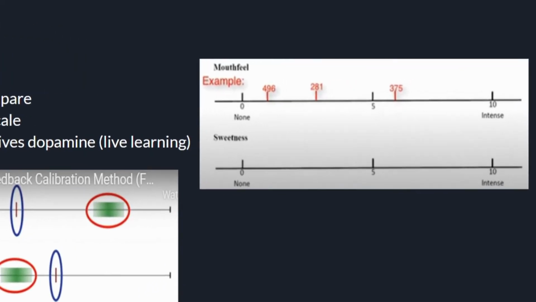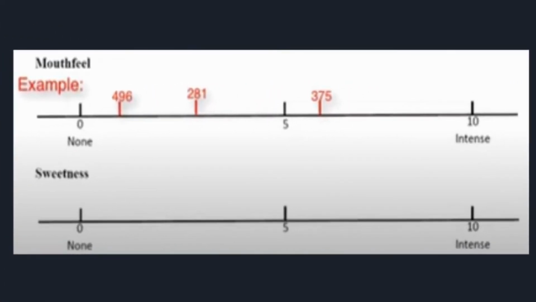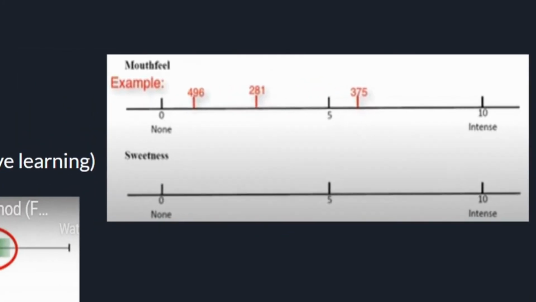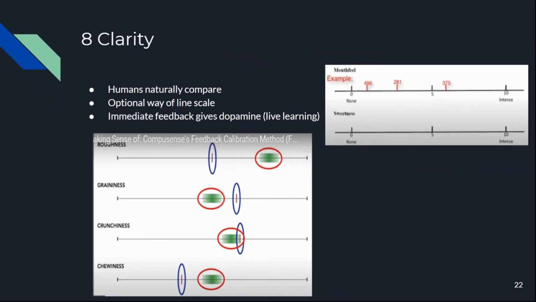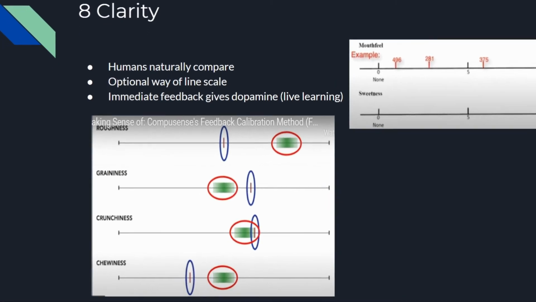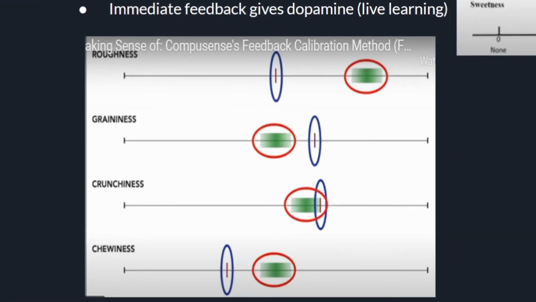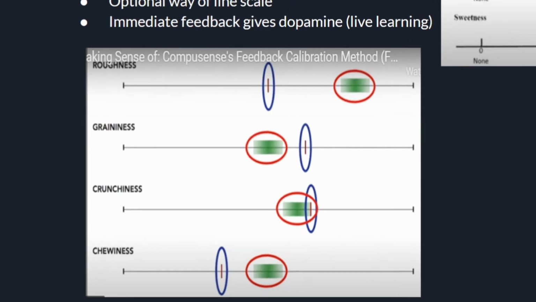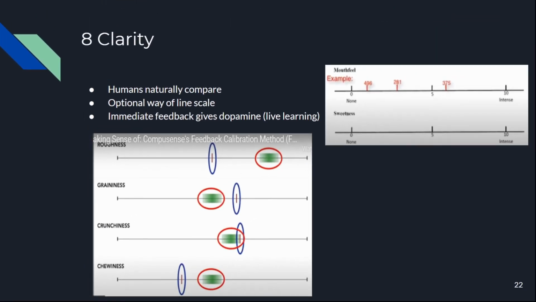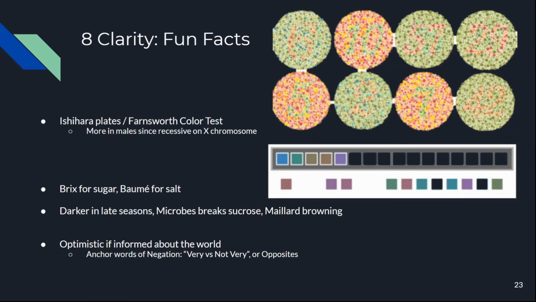In the example video provided in class, we saw a line scale where all the samples were placed on the same line for that attribute. This may cause bias, but it clearly shows an obvious difference in products, which is the goal. CompuSense says that immediate feedback releases dopamine, which makes calibrating much quicker. This can also be said for learning in person or real-time lessons. To wrap up, I'll be showing 2 slides comparing tests while I read these facts.